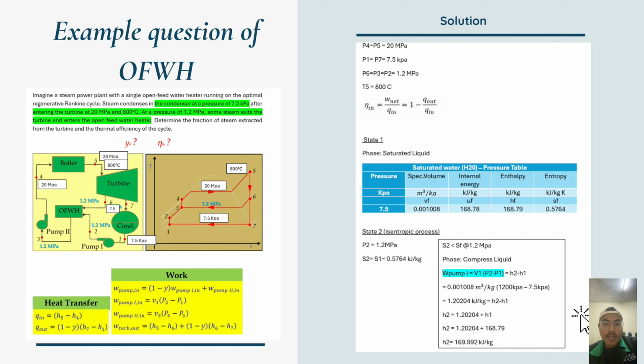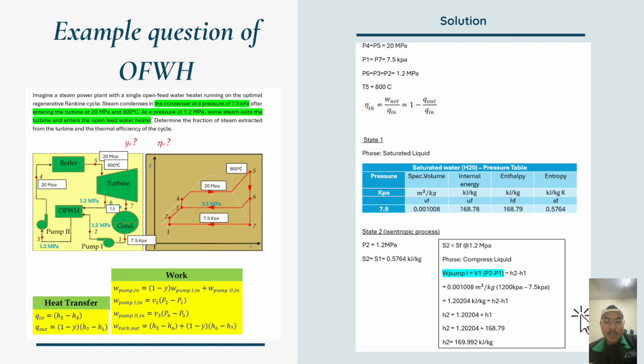This is the question given. The condenser at pressure 7.5 kilopascal, after entering the turbine at 20 megapascal and 800 Celsius, at a pressure of 1.2 megapascal, some steam exits the turbine and enters the open feed water heater. So from the question above, we must find Y6, that is mass, and the thermal efficiency of the cycle.